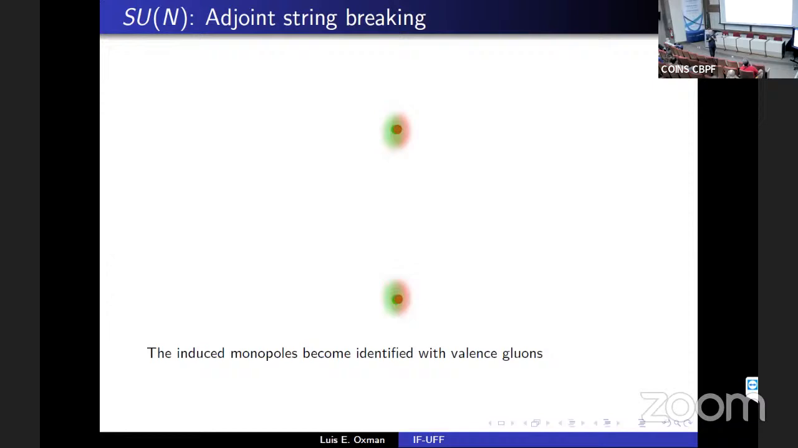But the point is, I want to understand the process of the breaking of the adjoint string. To understand this, you need the monopole degrees of freedom, these non-oriented objects, which, by the way, are detected in the lattice. But people ignore them when they try to understand what's going on. You should introduce them, because in that case you can understand the physical process that leads to the string breaking between adjoint quarks.